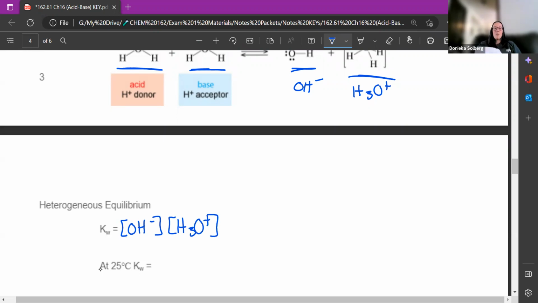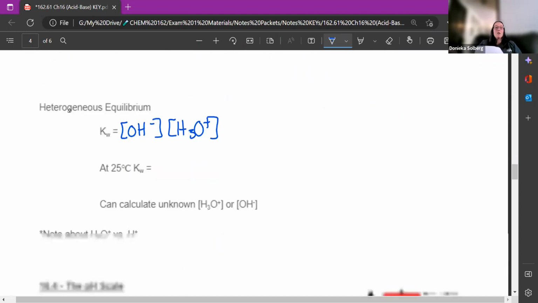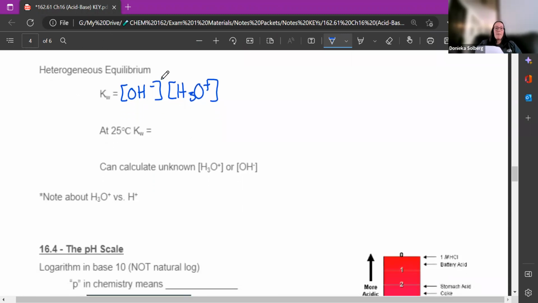Now notice I didn't put the two water molecules on the bottom, and that's because water, you can't have aqueous water. It's just water. It's a liquid, and remember, liquids don't actually affect equilibrium constants. So what I have written here is the K, we call it KW because it's for water. Remember, anytime you have a subscript, it just means a different type of K, but you always make them the same way, products over reactants.